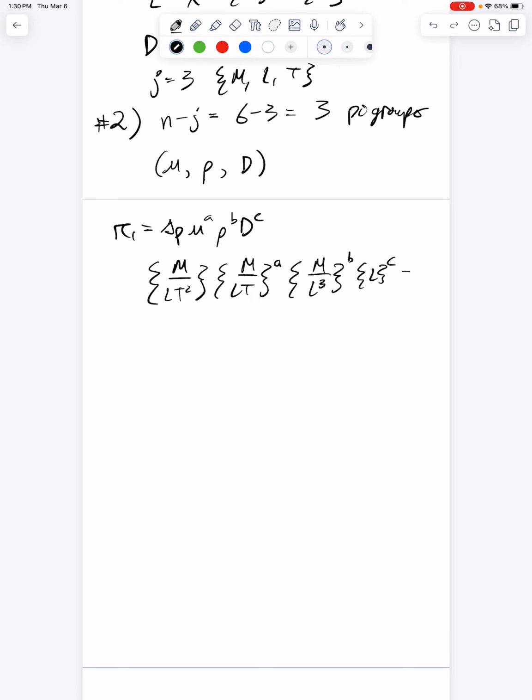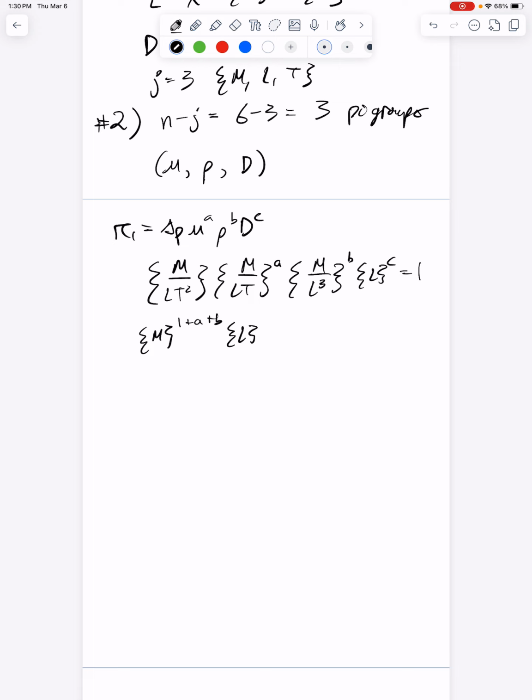I'm going to group these terms first, but as I stated earlier, it should all come out as 1, based on the logic I described from the last problem. Let's group together the M's first. M by default is 1 based on delta p. M is present in the numerator for mu and rho, viscosity and density. So plus a plus b.